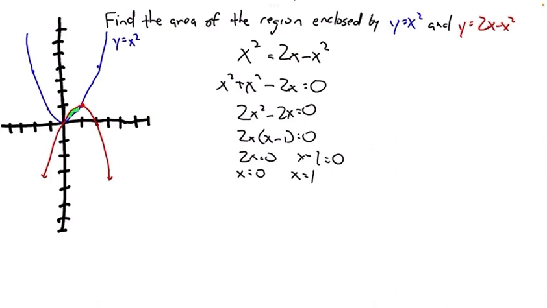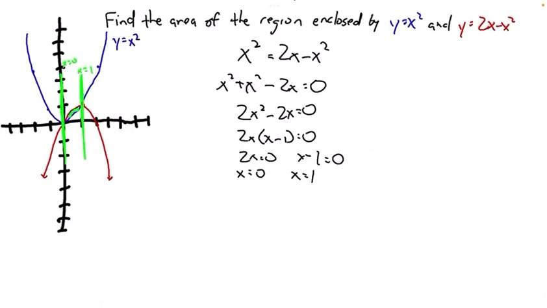So this gives us our boundaries. I'm going to put it in green right here so we can just tell. X is equal to 0, and x is equal to 1. So now we have our boundaries. And I'm going to write that. X is equal to 0 and x is equal to 1.